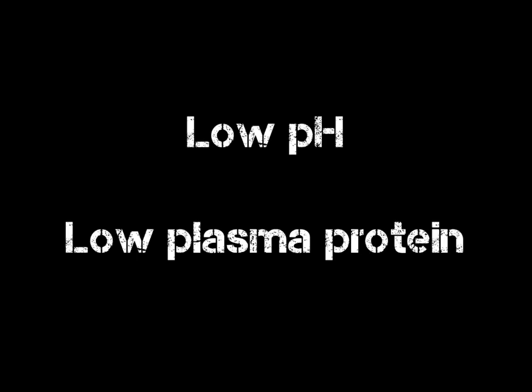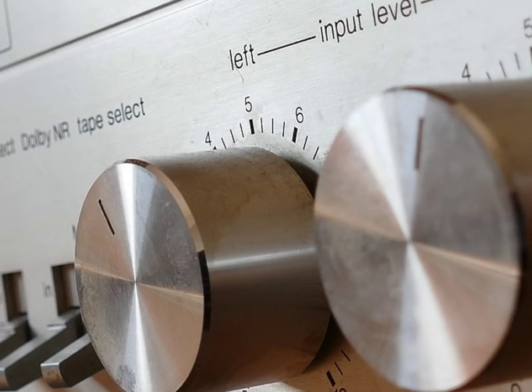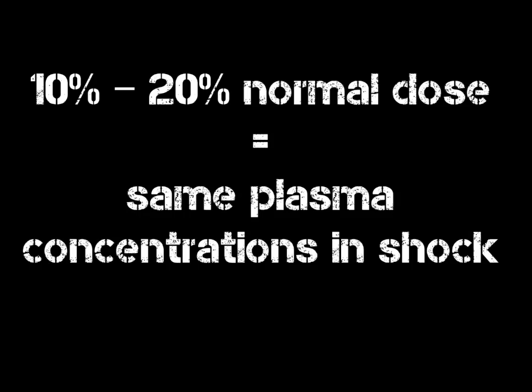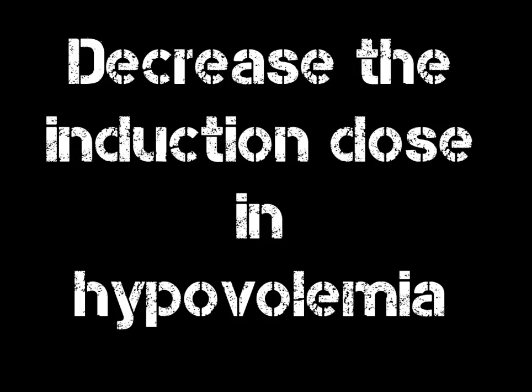So, what's the end effect here? It's like cranking up the volume on the effects of these drugs. It increases the amplitude of the effect of many of these agents. And these patients become very sensitive to medications, and the effects are very unpredictable. In fact, in some studies, as little as 10 to 20% of the normal dose of the drug was able to give the same plasma concentrations as in patients not in shock. So you really, really, really need to decrease the dose in hypovolemia in your shock trauma patient.